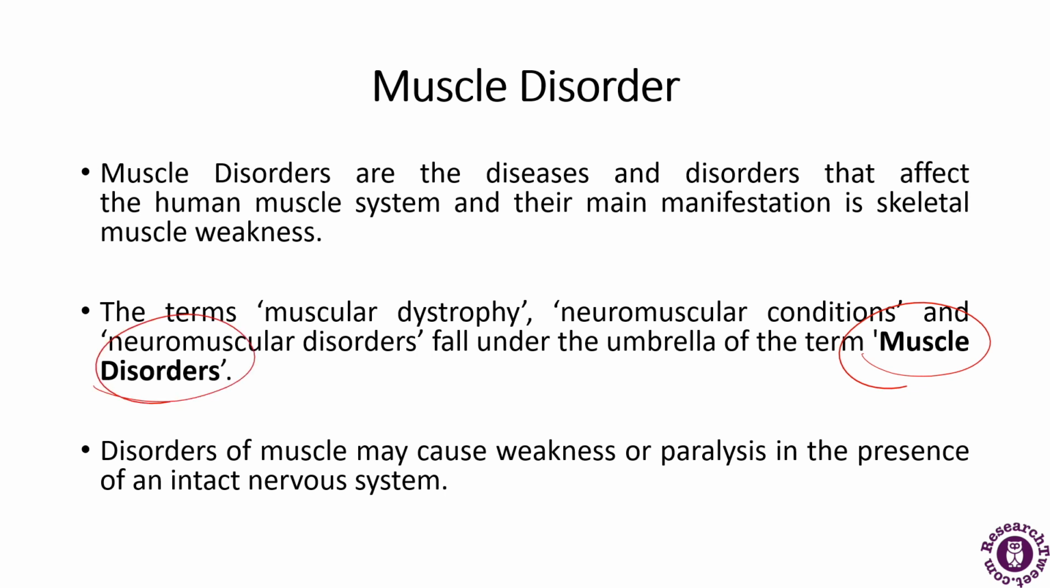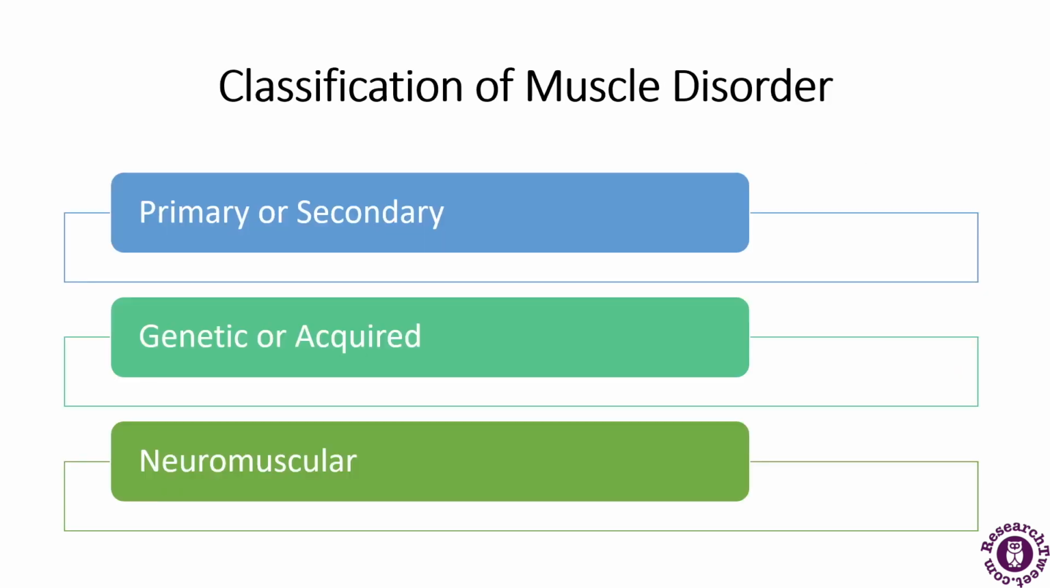These disorders are a large group of conditions which affect either the muscles, such as those in the arms and legs, or heart and lungs, or the nerves which control the muscles. Disorders of muscle may cause weakness or paralysis in the intact nervous system. Next I will be discussing the classification of muscle disorders.